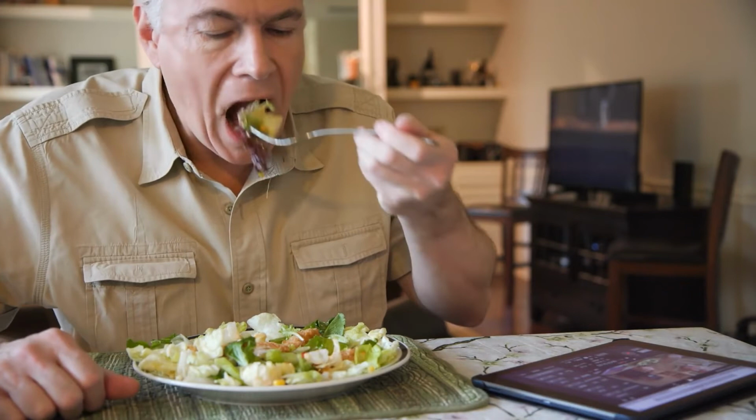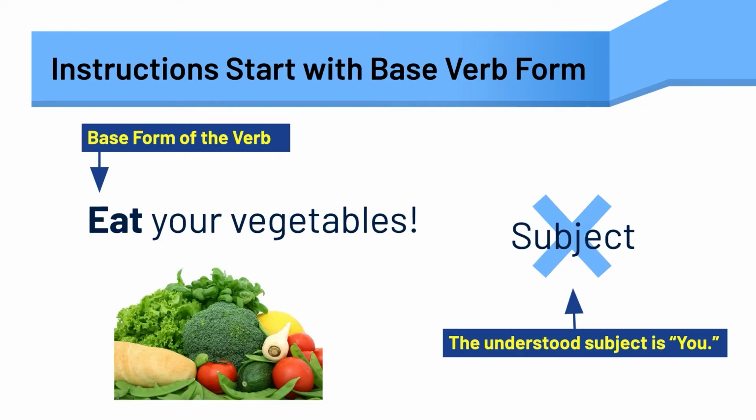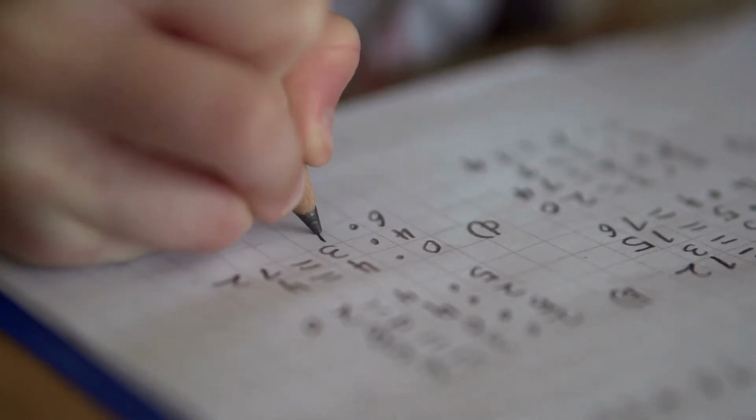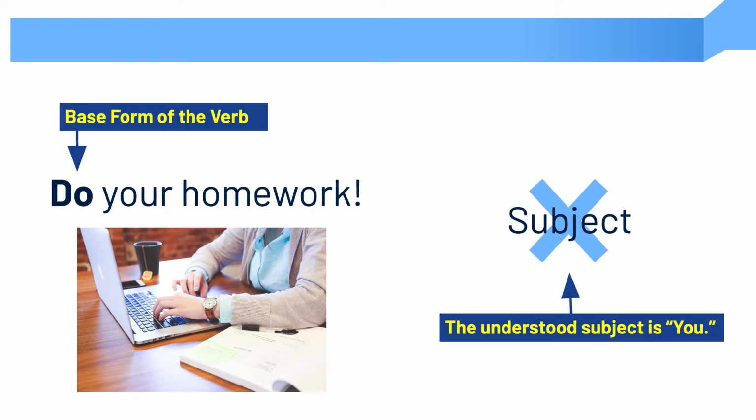Let's take a look at some examples. Eat your vegetables. The word eat is the base form of the verb to eat, and the subject is you. Next, do your homework. In this example, the word do is the base form of the verb to do, and again, the subject is you.